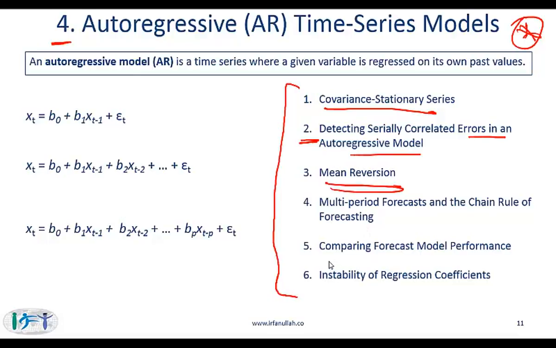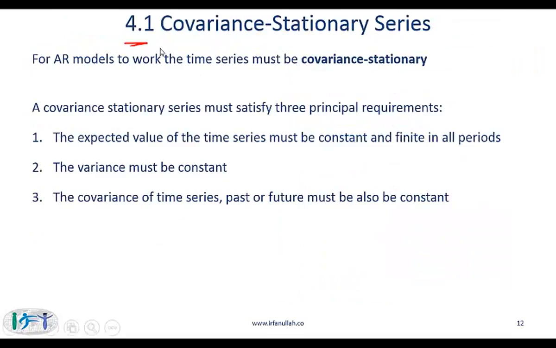And then comparing forecast model performance. If you are evaluating 2 different models and you need to pick the better one, how do you figure out which one is better? And finally, we'll talk about the instability of regression coefficients, which means that under certain circumstances, the regression coefficients might change. All right, 4.1 covariance stationary series.